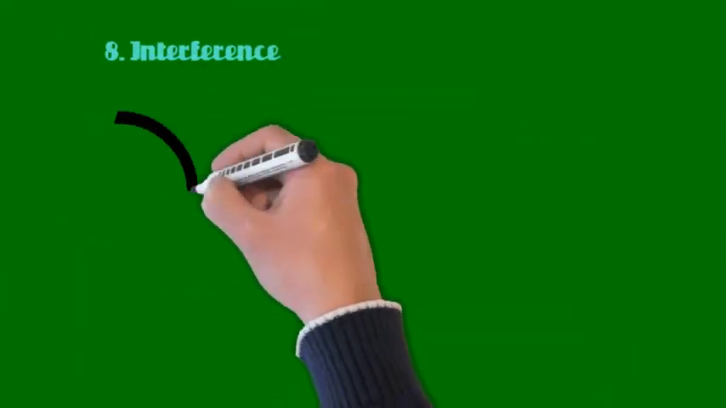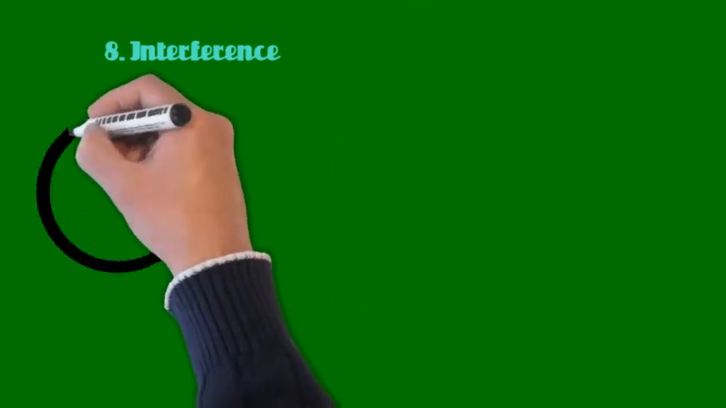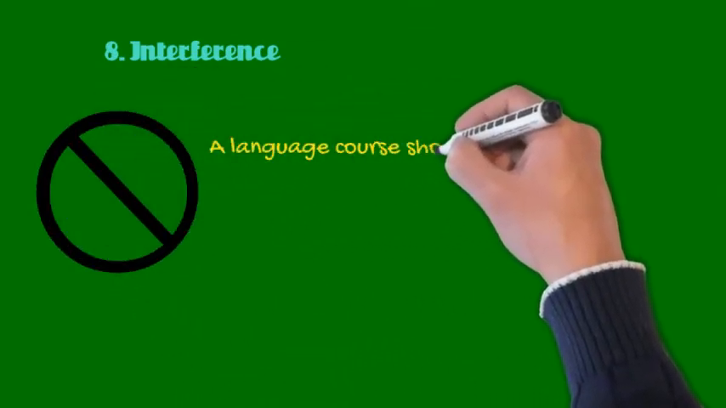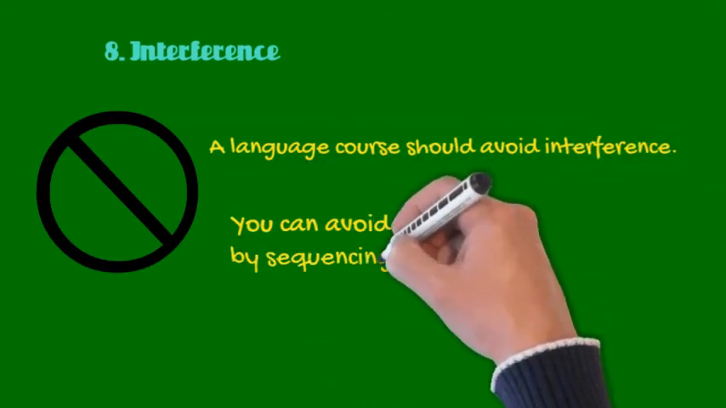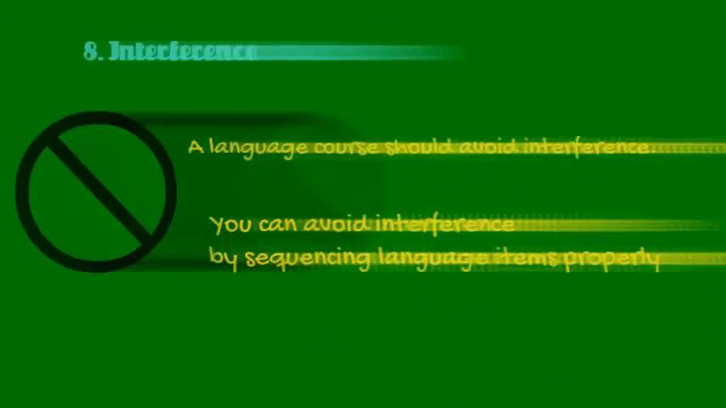The last principle is interference. A language course should avoid interference. You can avoid interference by sequencing language items properly.